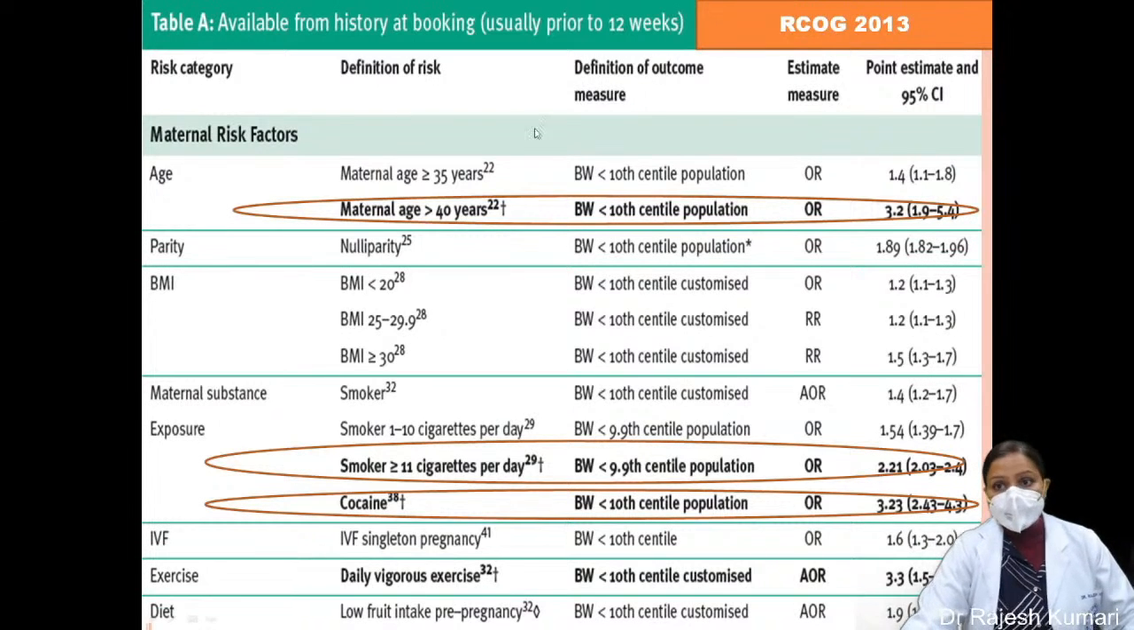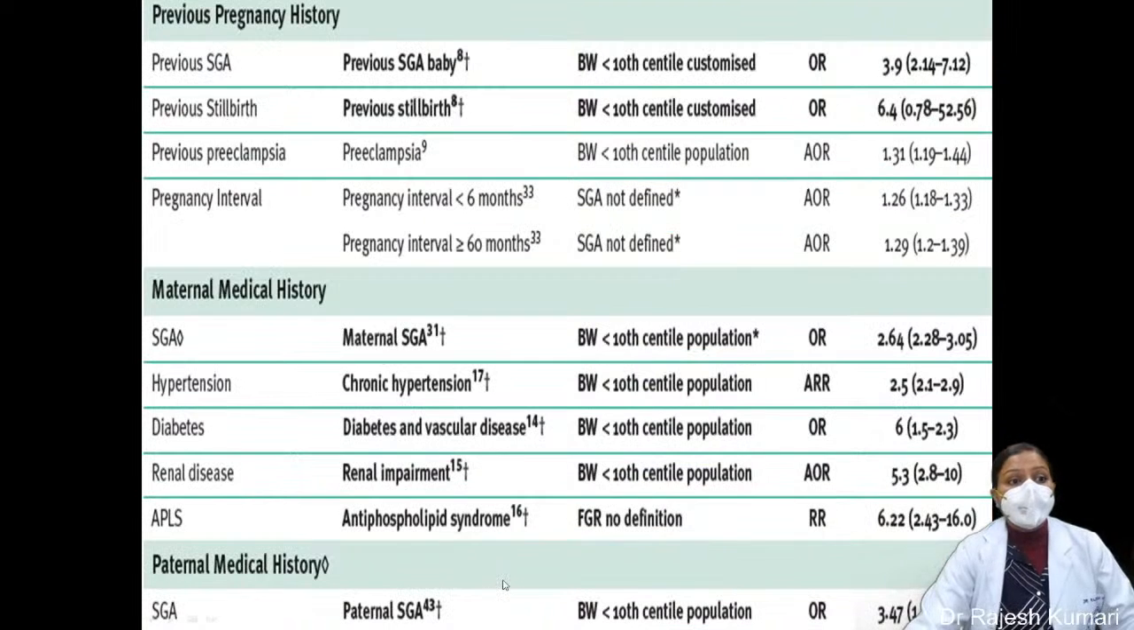Like this. This table, according to RCOG 2013, shows that maternal age more than 40 years leads to birth weight less than 10th percentile. And exposure to smoking and cocaine also leads to birth weight less than 10th percentile.